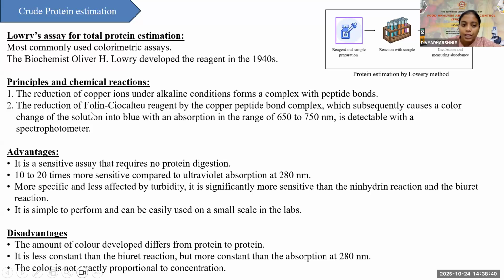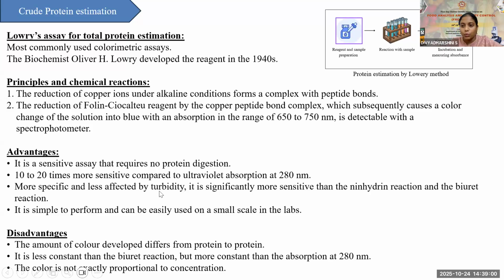The second reaction is the FC reagent. We are introducing the FC reagent to that sample, so that the copper-peptide bond complex from the first reaction will subsequently change the color to blue. So that blue color we will be observing in the UV spectrometer. So that will indicate our crude protein content.